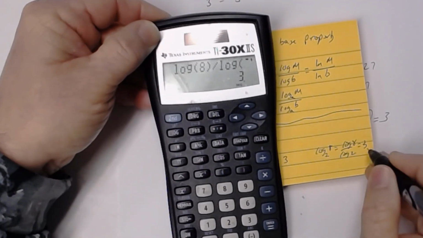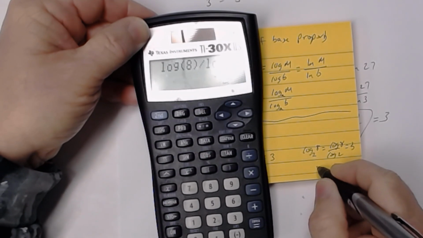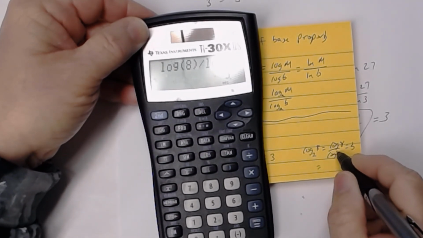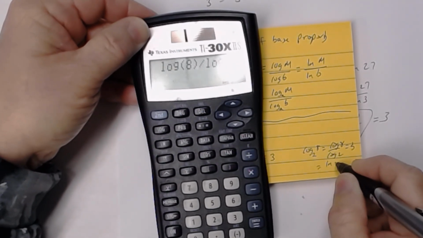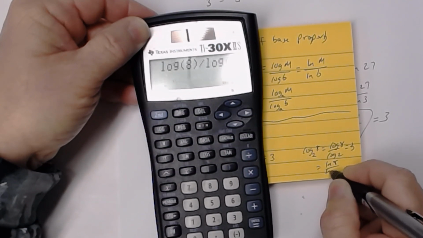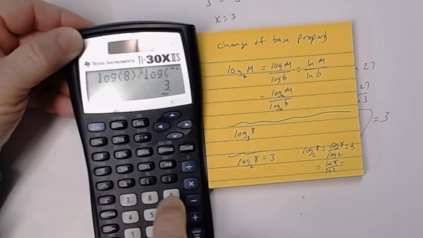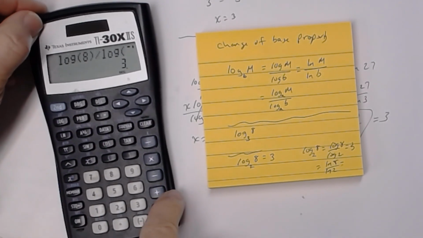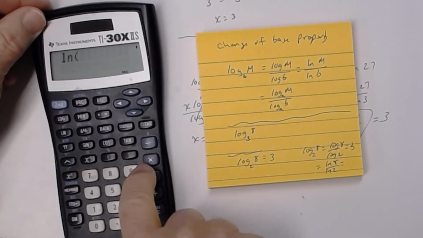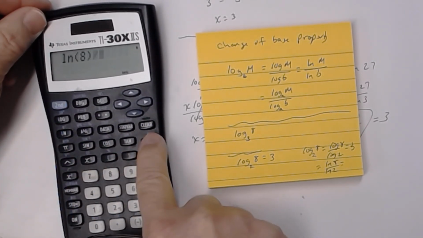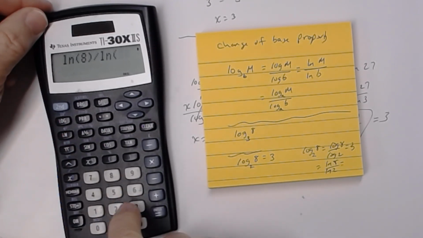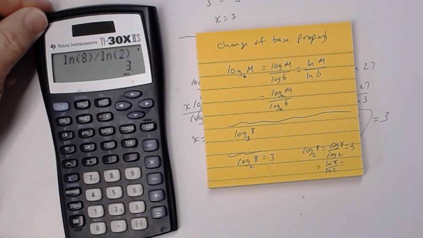If you want to use natural logarithm, same thing. Instead of saying base 10, you could say base e, natural log of 8 divided by the natural log of 2. And so the natural log of 8, close the parentheses, divided by natural log of 2, close the parentheses, equals 3.